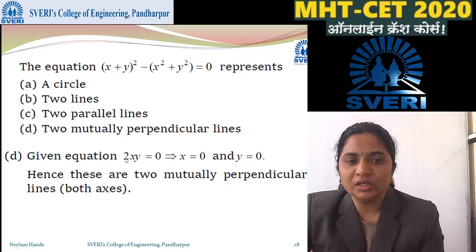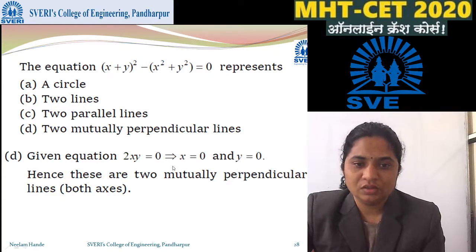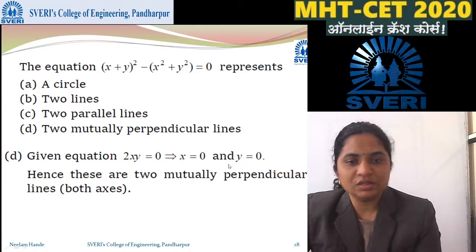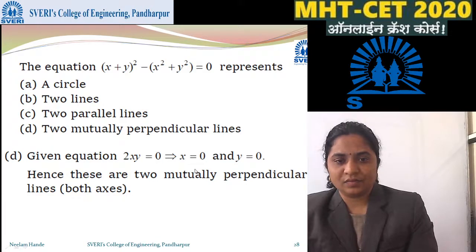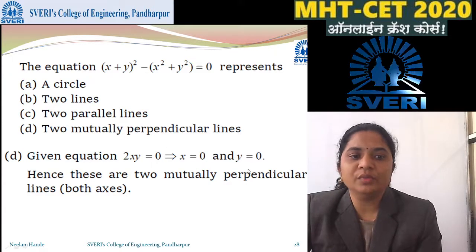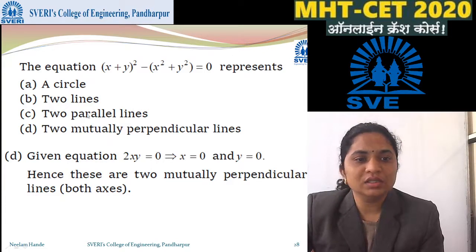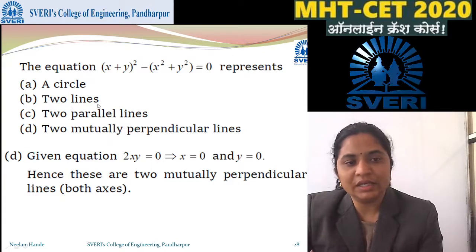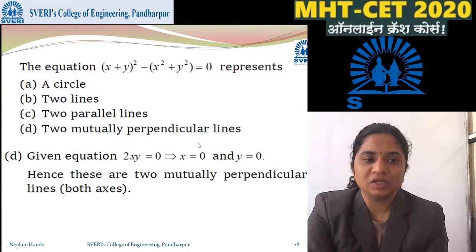So 2 is non-zero, so x can be 0 and y can be 0. We saw x equal to 0 is the y-axis and y equal to 0 is the x-axis. So these two are mutually perpendicular lines, or axes, right? So these are not two parallel lines, nor any two lines. These are mutually perpendicular lines. So the correct option is D.